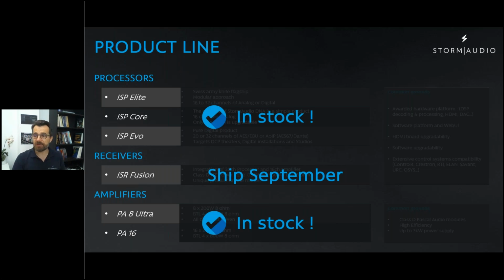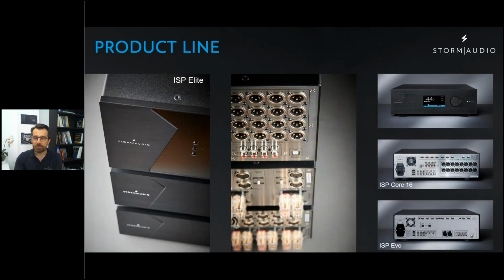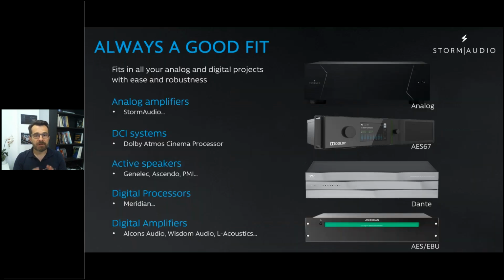So this was about the product line. In terms of cosmetics, for those who do not know the products, you can see on the left the ISP Elite front panel and the power amplifiers at the bottom with their back panels. And on the right, the other models, being the ISP Core 16 and the ISP Evo, sharing the same front panel design.